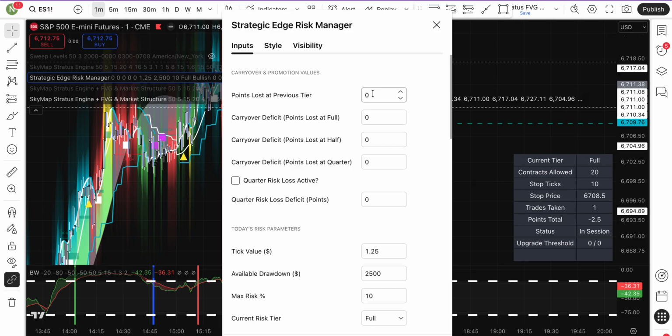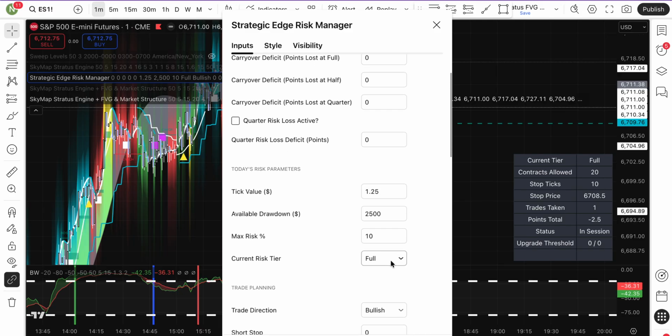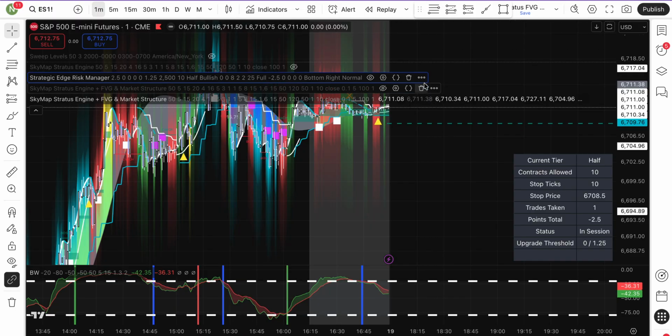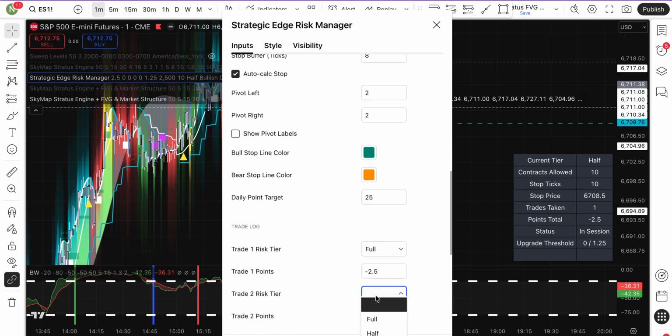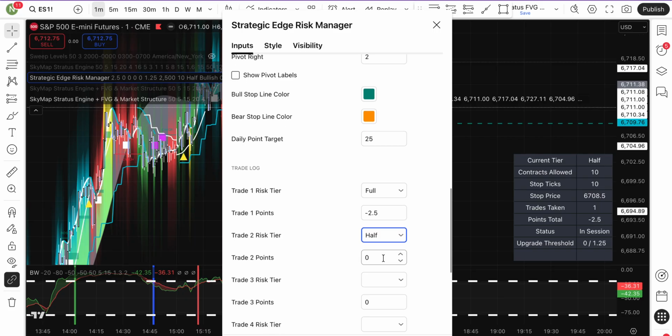So up here, we're going to say the points lost at the previous tier were 2.5, and then we are going to adjust our current risk tier down to half. Now you'll see with that same trade setup, with the exact same stop of 10 ticks, we're now only allowed 10 contracts. Here we would now look for our next set of entry criteria. We'll pretend we went ahead and took a trade in there. We'll say at half risk, we made 5 points.